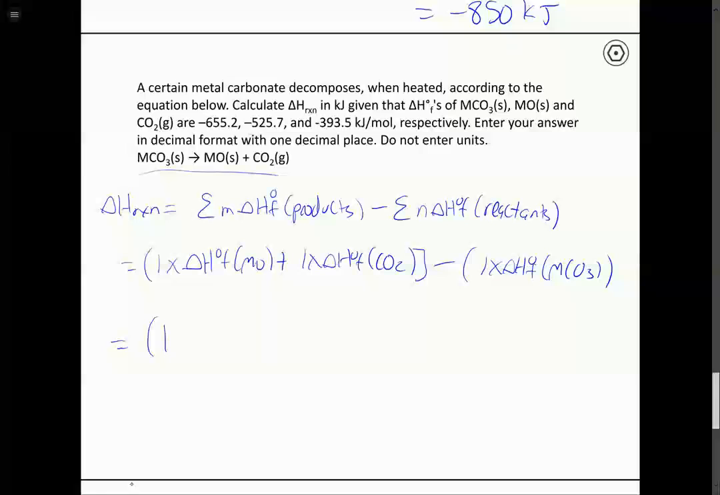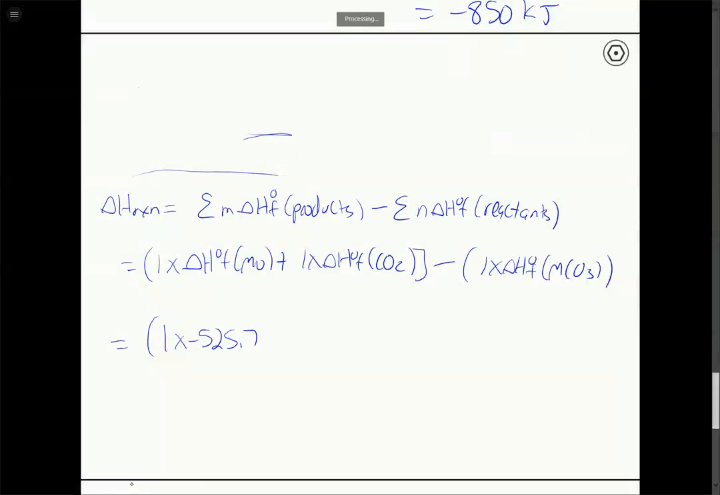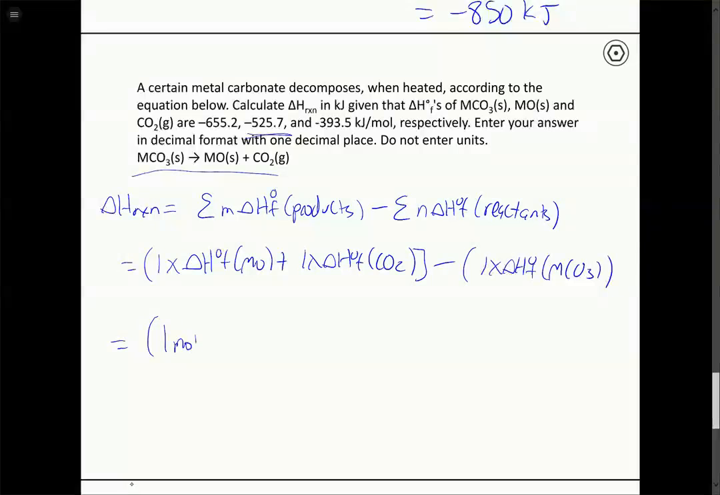So now we just put in the real numbers, and for MO the delta H of formation is minus 525.7. I'm going to be a little bit more careful with units now, since I always preach that. So we have 1 mole of MO, its delta H of formation is minus 525.7 kilojoules per mole.